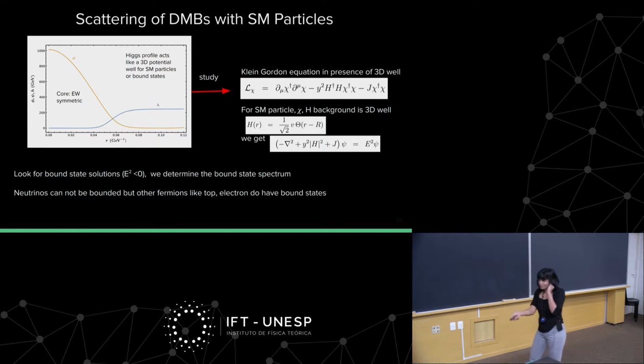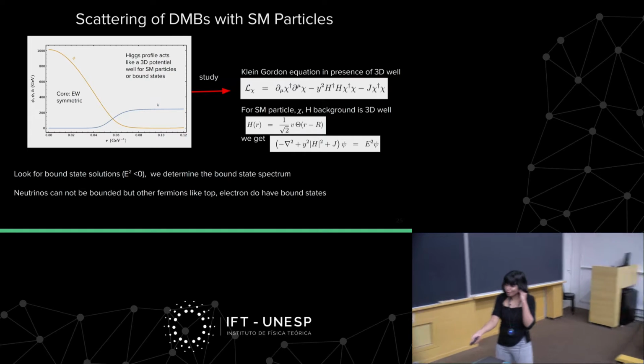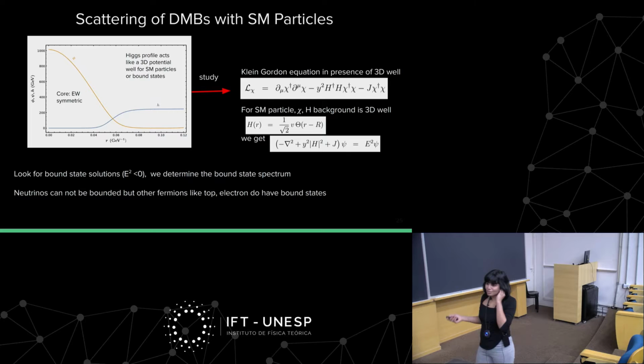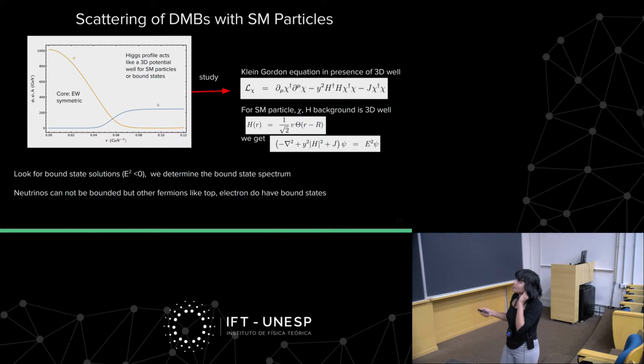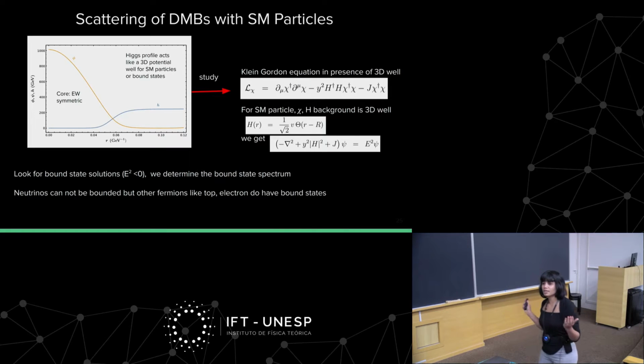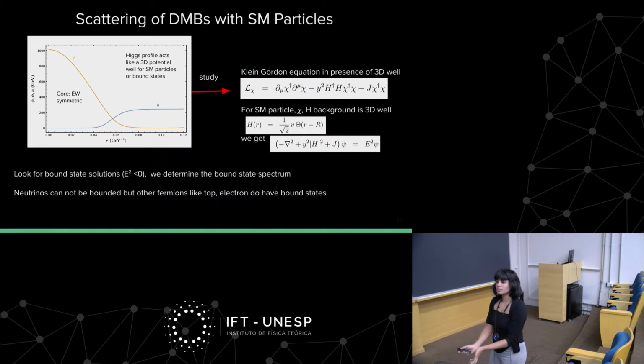You need to compute the scattering rates for the freeze-out, but you also need it for detection of these candidates. So we studied in detail the scattering of the dark matter balls with the Standard Model particles. And since we know that the phi profile, the dark matter profile, is of the following form, you have a core which is electroweak symmetric, the Higgs profile acts more like a three-dimensional potential well for the Standard Model. So this basically reduces to a quantum mechanical problem. So you're basically studying scattering of particles with this 3D potential well, which is parameterized by the Higgs profile in this fashion. So we approximate this profile with a step function.